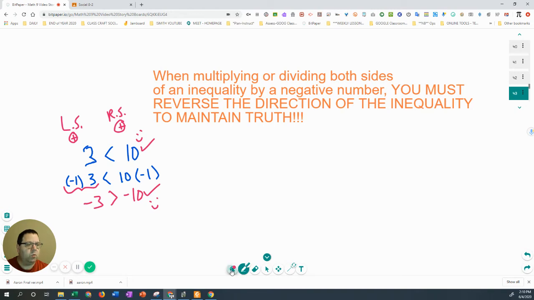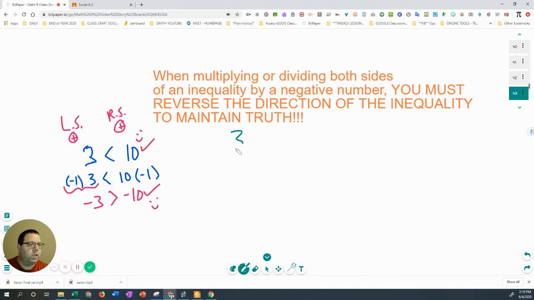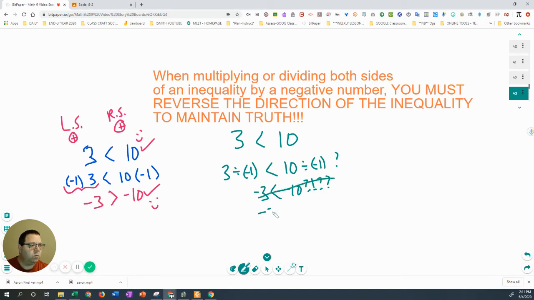By the way, here's the same example with division, just so you will believe me. So 3 is less than 10. Now, what if I were to say 3 divided by -1 is less than 10 divided by -1? Well, that's not going to be true, because positive 3 divided by -1 is -3, and this would be -10. No, that's not true. It has to be -3 is greater than -10.